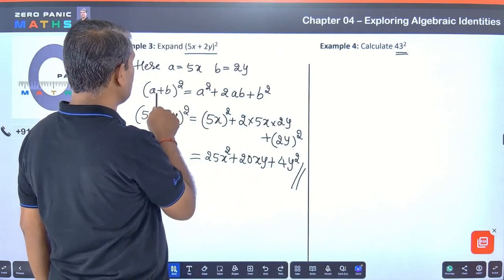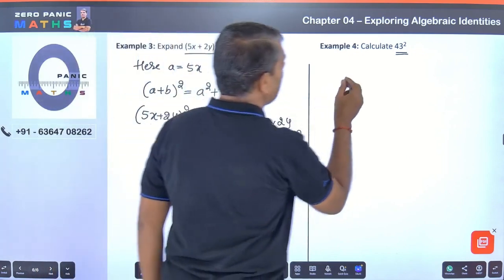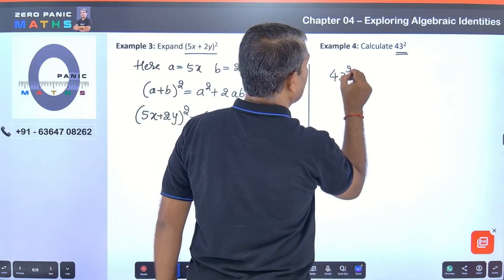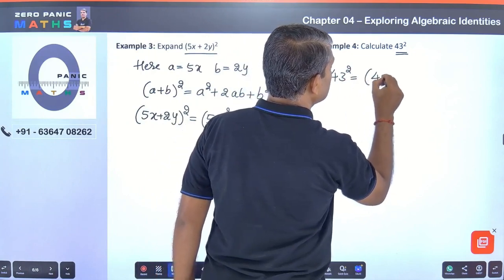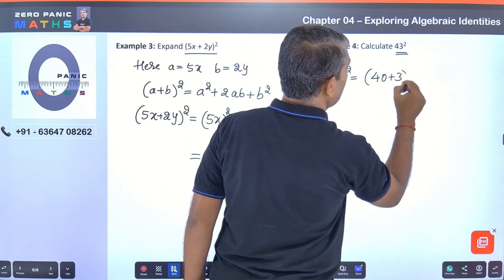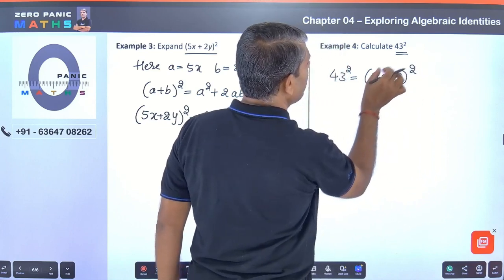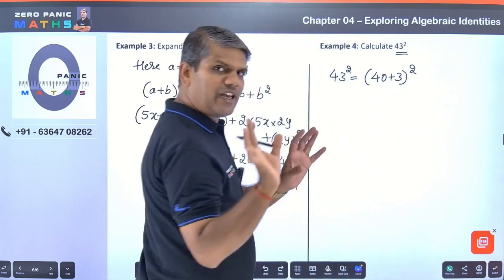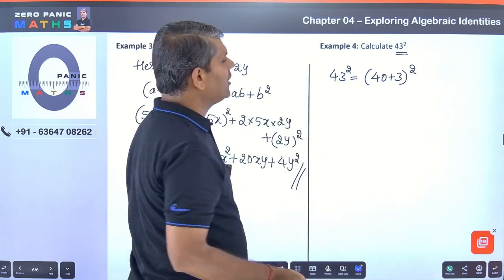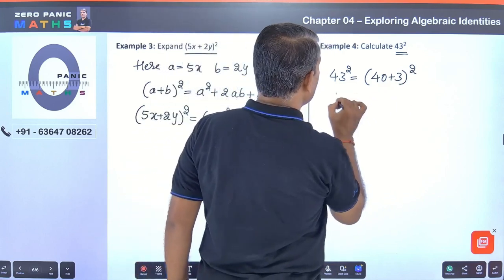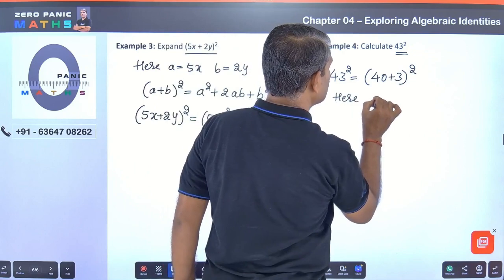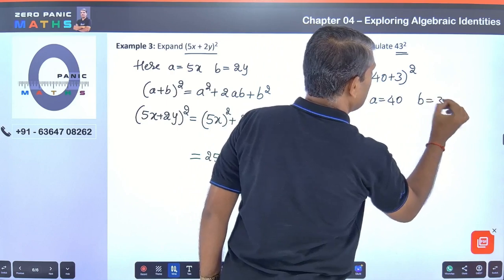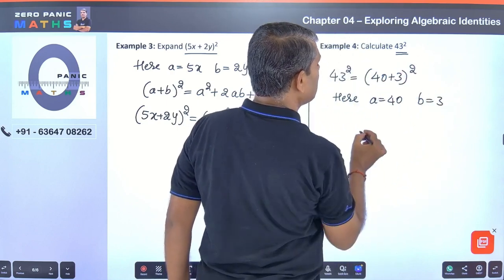I should be saying it as an identity, (a + b) whole square. Let me write 43 square as (40 + 3) square. It will be easy for me to calculate 40 square instead of 43 square. And since 3 square is a very small number, I can easily calculate the square of that also. Now if I consider a is equal to 40 and b is equal to 3, it will be (40 + 3) square, 43 square.